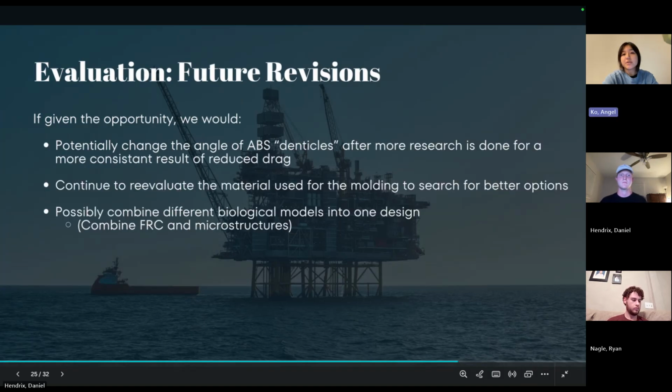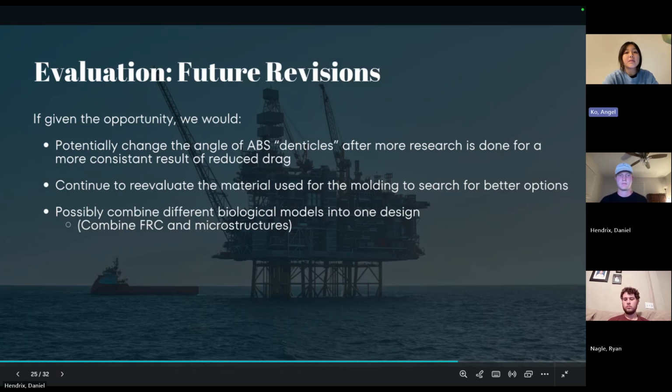If given the opportunity, in regards to future revisions, we would potentially change the angle of the ABS denticles, as mentioned before, because we need to do more research to provide a consistent result of reduced fluid drag, which would in turn reduce corrosion, which is the objective of our project. We would also continue to reevaluate the materials used for molding to search for better options. Again, since we weren't able to research, we don't actually know how well ABS would hold in this situation.